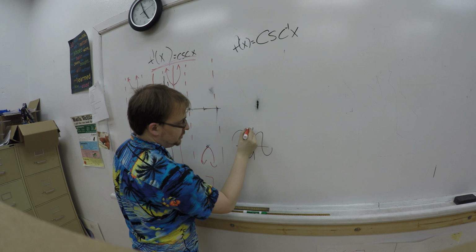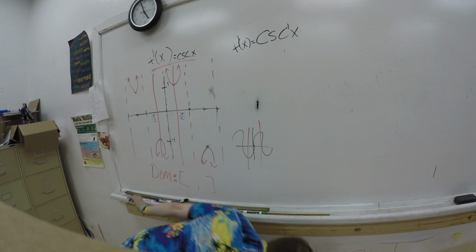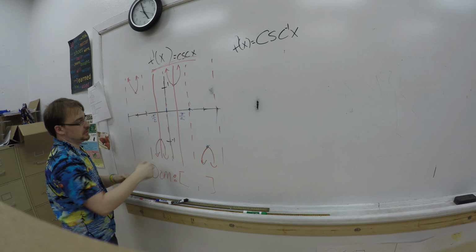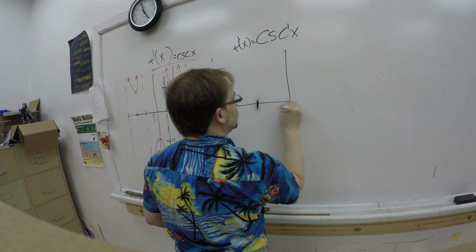Our domain restriction is here. It still splits it in half, it just doesn't look as funky. So that's okay, that's the goal. So now we've got this. How do we do that when we want to plot that over here?